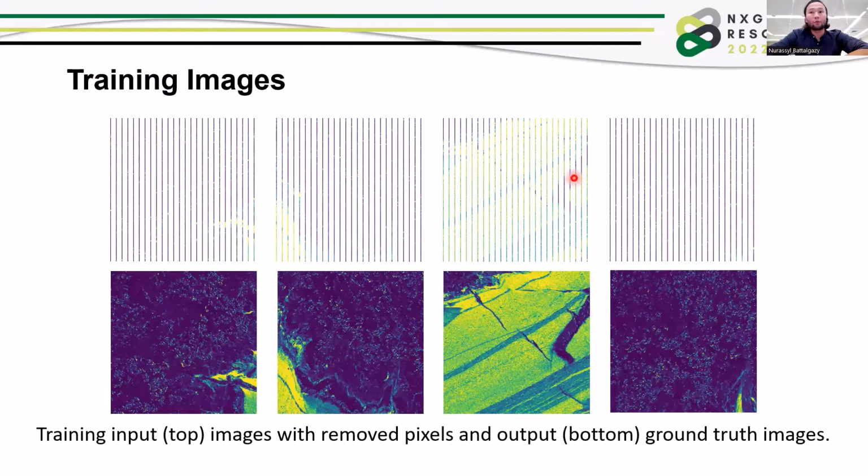And the input and output of the training images are shown here. On the top, you can see that 90% of the pixels were masked by removing each 9 columns of pixels iteratively. So we were just trying to imitate the drill holes.